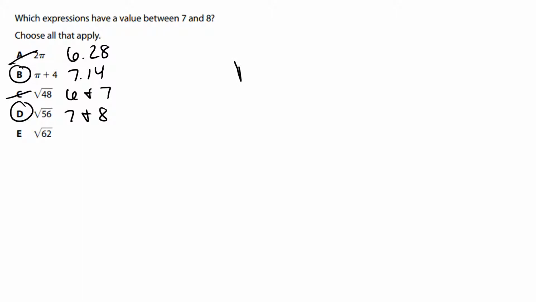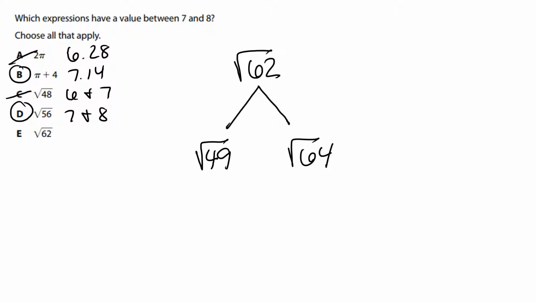And for the last answer choice, the square root of 62, that is not part of our list of perfect squares. So we're going to figure out which two it is closest to. 62 is close to 49 and 64. It is between those two perfect squares. Square root of 49 is 7. Square root of 64 is 8. It is between 7 and 8 like the question asks, and so E is a correct answer.